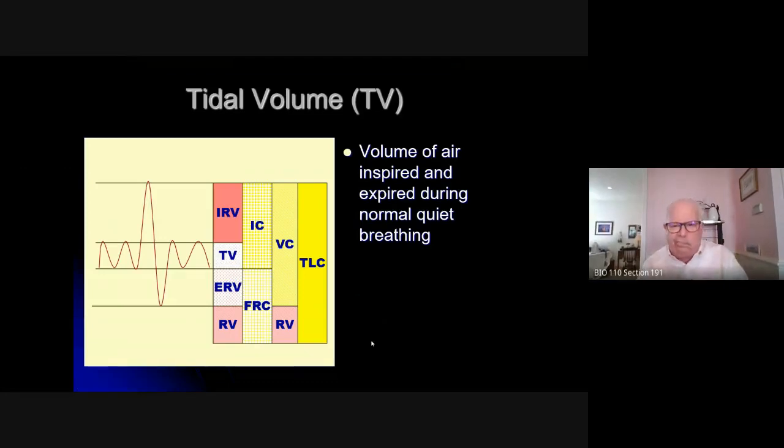We measure tidal volume, TV, the volume of air inspired and expired during a normal, quiet breathing. It's what you're doing right now. And we measure that volume. So here it is. There's tidal volume. That's what we're measuring. The amount of air going in and out of your lungs during a normal, quiet breathing.